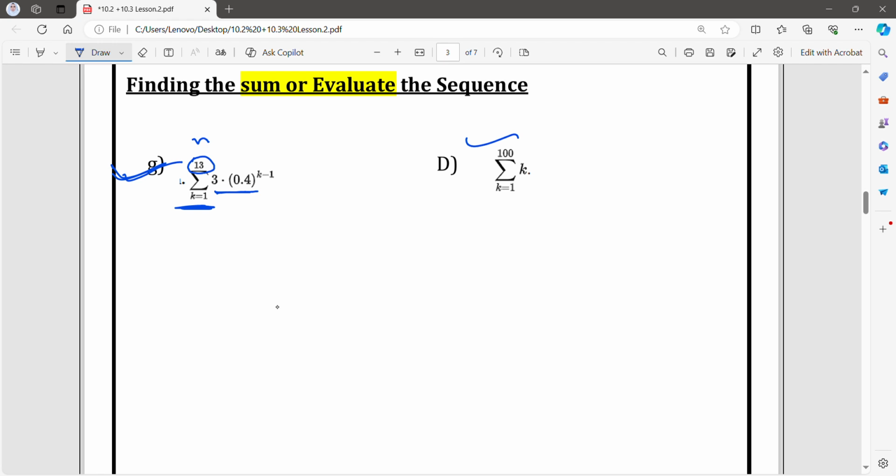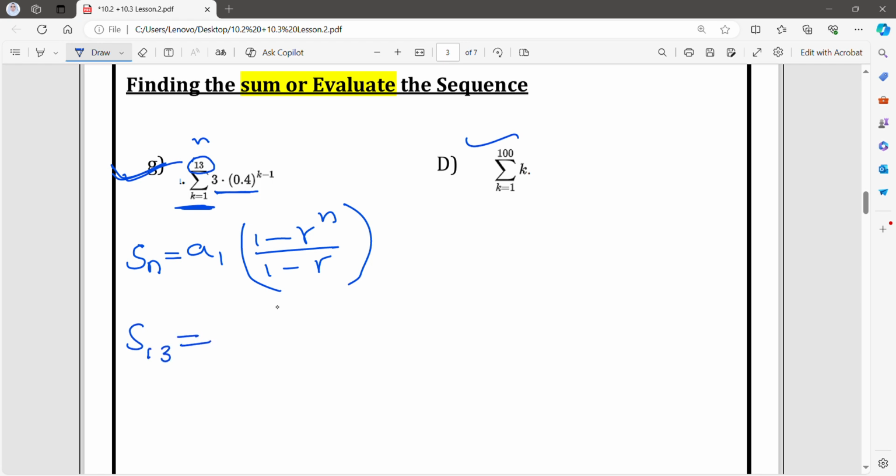Now, I know this is geometric because the variable is a power, and I need to find the sum of this. How will we find the sum or evaluate? Whenever we need to find the sum or evaluate in a geometric sequence, we have a formula: Sn, where S means sum, equals a1 into 1 minus r raised to the power n, upon 1 minus r. This is the formula. Now Sn, n means what? How many terms we have?